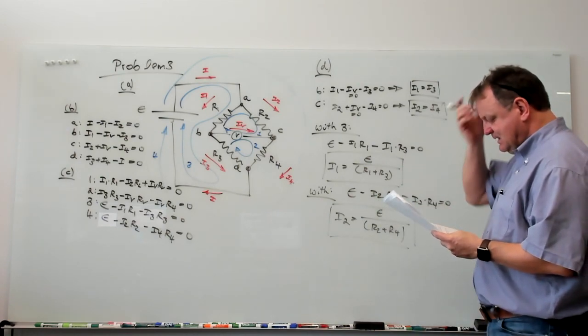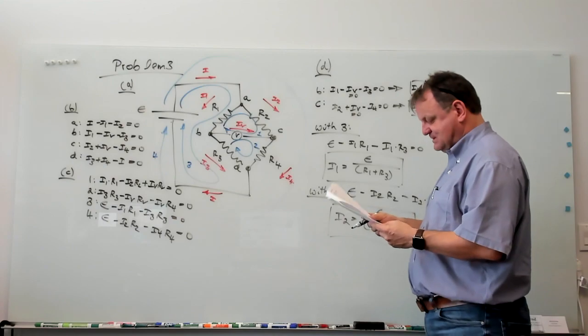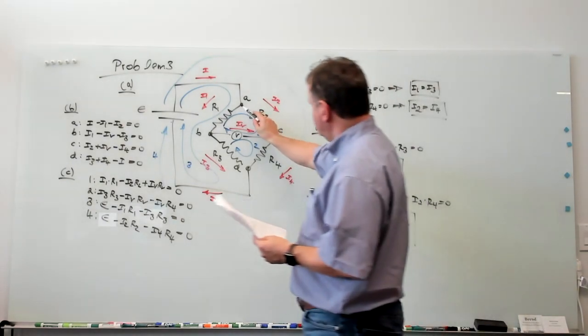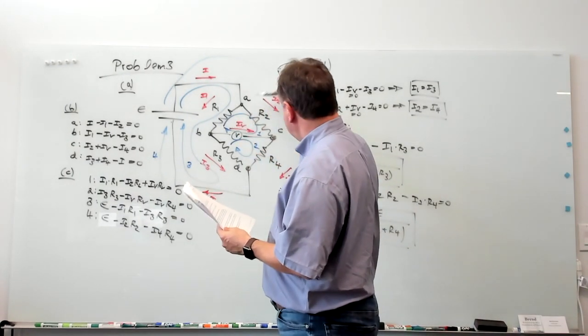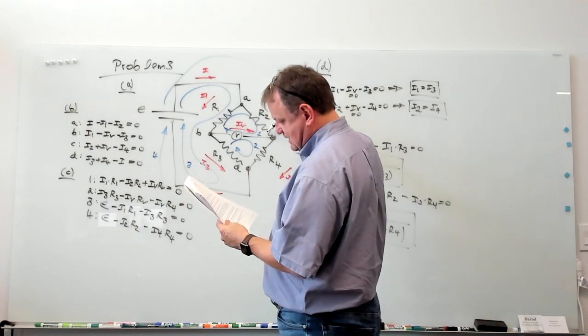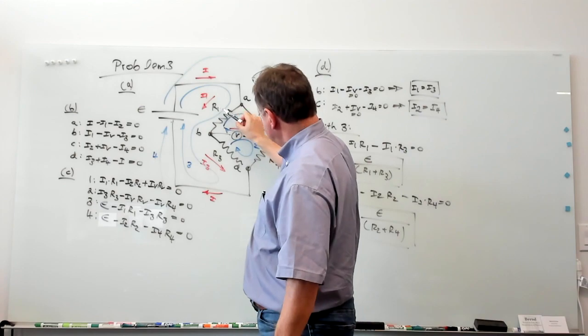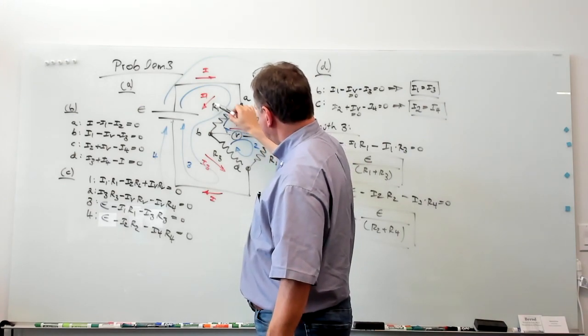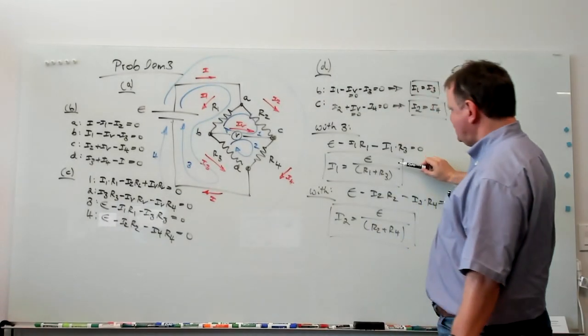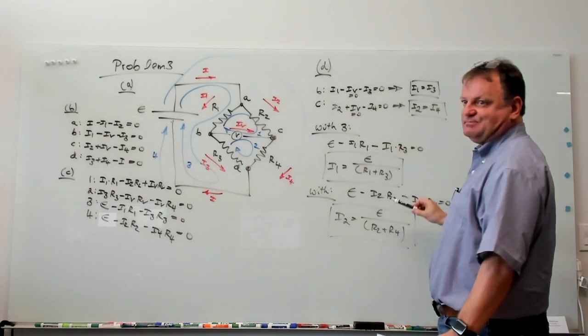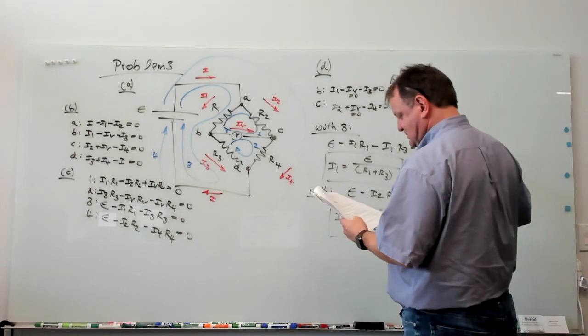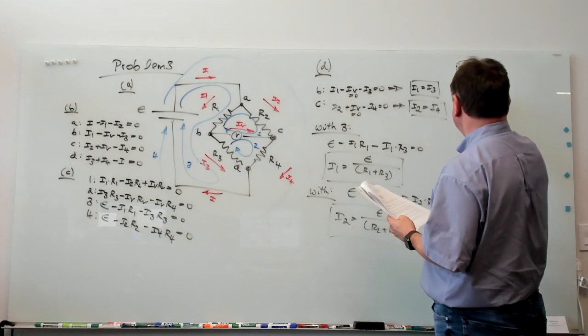So now determine the voltage drops over resistor R1 and R2 here as a function of epsilon and known resistors. So the voltage drop over here is nothing else than R1 times I1. I already have I1, so I simply multiply this by R1. So this would be now part E.